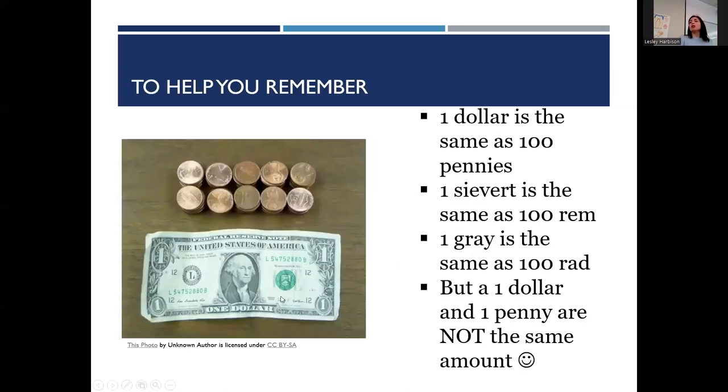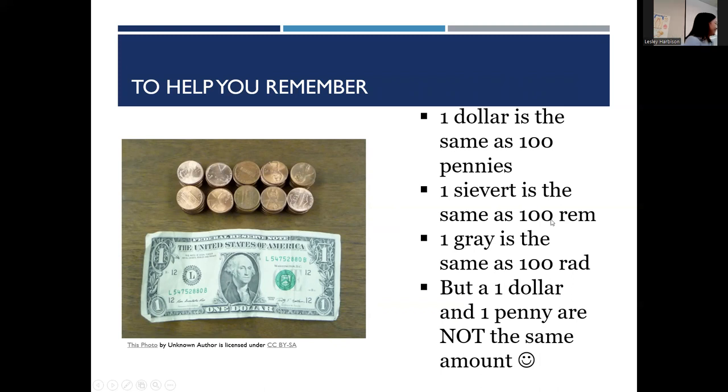This is yet another way to think about it, and my brain liked this. I don't know if your brain will like this, but you can think about it this way: $1 is the same as 100 pennies. One sievert is the same as 100 rem. One gray is the same as 100 rad. But $1 and one penny are not the same. One penny is much smaller than $1, but if you have 100 of them, it makes up a dollar. If you have 100 rad, it makes up one gray.